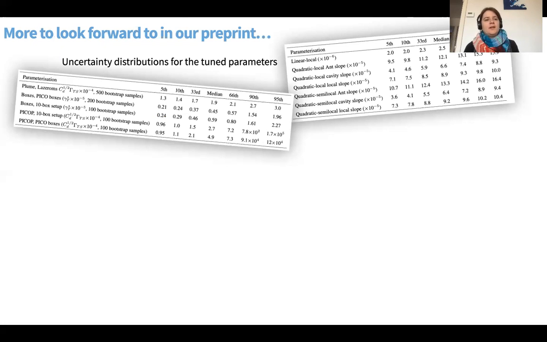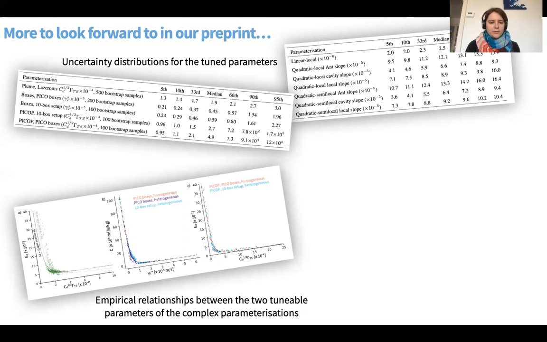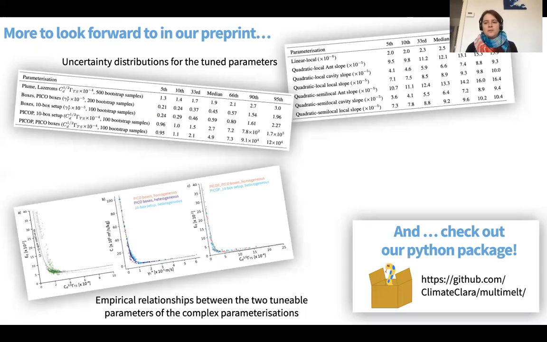So we conducted experiments to estimate uncertainty distribution for the tuned parameters. We inferred empirical relationships between the two tunable parameters of the complex parameterizations. And if you're more interested in really the practical side, you can check out our Python package Multimelt, where all the parameterizations are coded.